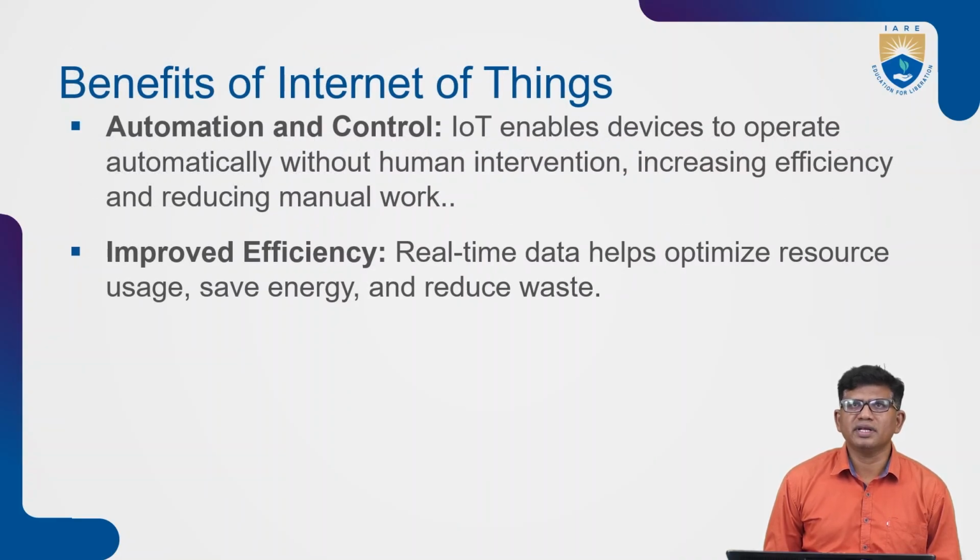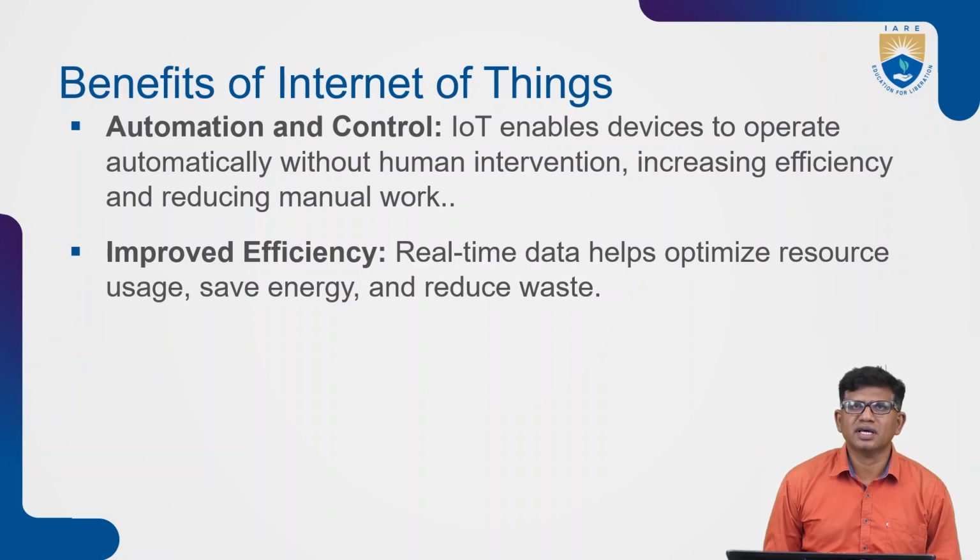Automation and control. IoT enables devices to operate automatically without human intervention, increasing efficiency and reducing manual work. This is the main aim of the automation system: reduce human intervention and increase efficiency. With less time, we can produce more. If you take the industrial sector and various applications, the physical presence is not required. By using the apps, we can do many things.